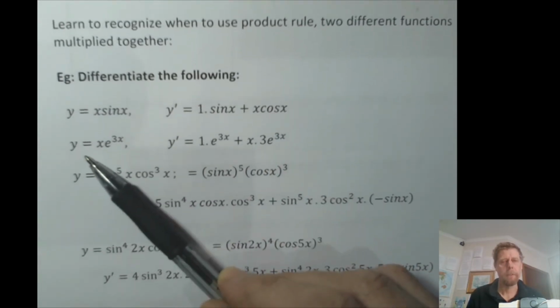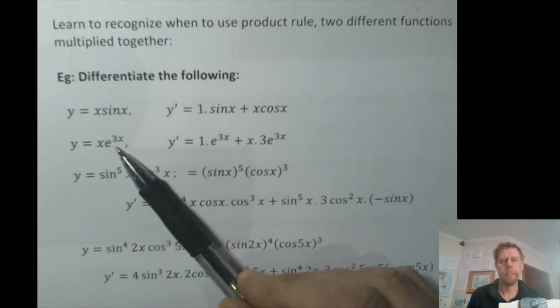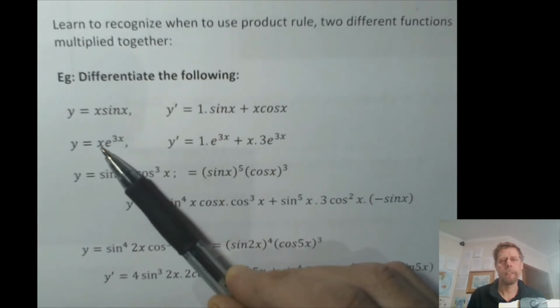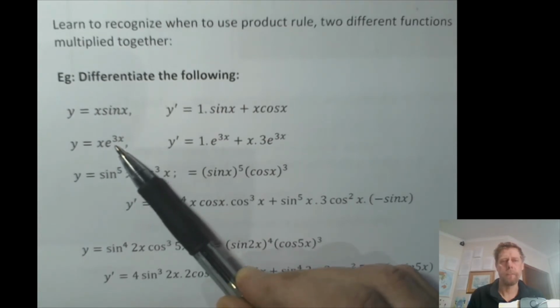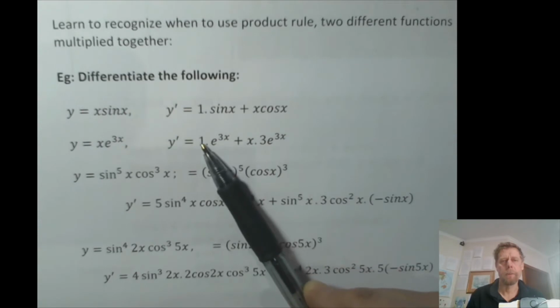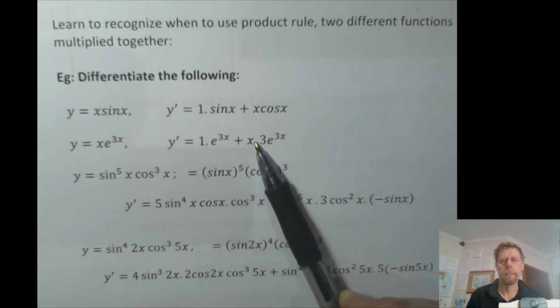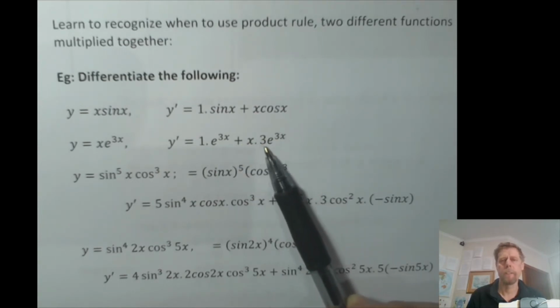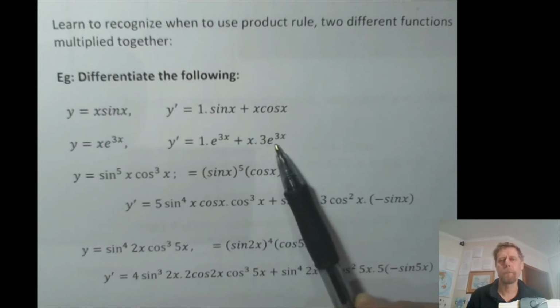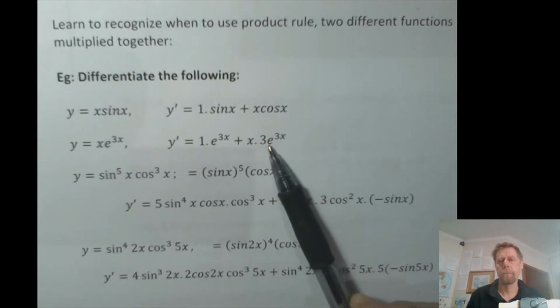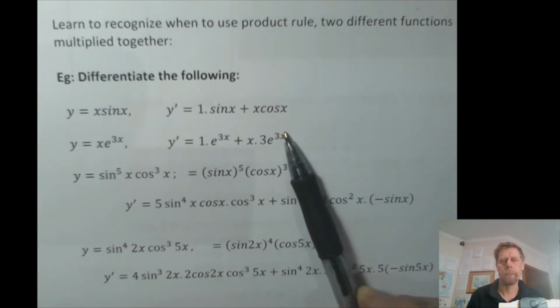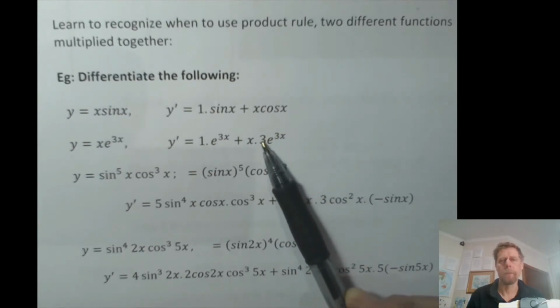Here's another one. y equals x e to the 3x. You can see my first function is x, and my second function is e to the 3x. So y dash equals 1, differentiate the x, and you leave the e to the 3x as it is, that's v, plus x. Now you leave the u as it is, and you differentiate the v. You can see here I've applied the chain rule, so it's e to the u. Differentiating e to the u remains e to the u, and then you differentiate the u, which is where the 3 comes from.